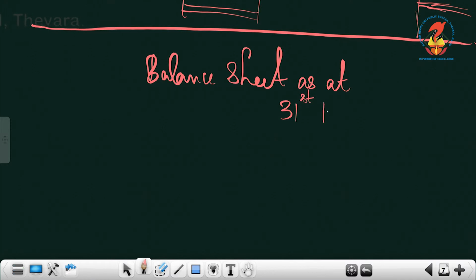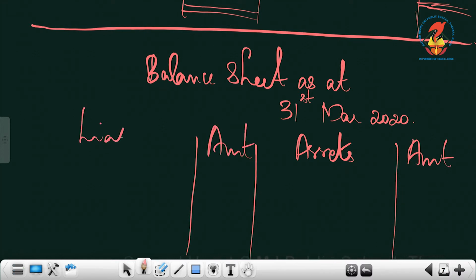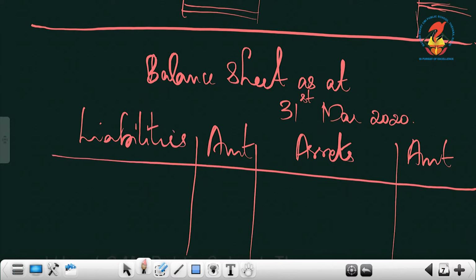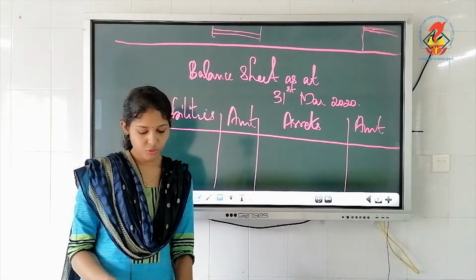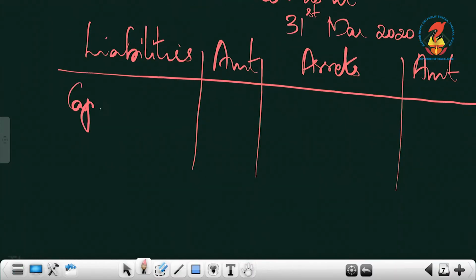Actually in the format the name is there. Even if you don't write the name, the date is important. Date you have to write. Then draw the format. Liabilities amount, assets amount. So we are following, no, I am following the order of permanence. I think textbook, yes, for this question they have followed order of permanence. I will be following order of permanence always. But if you want you can follow order of liquidity.